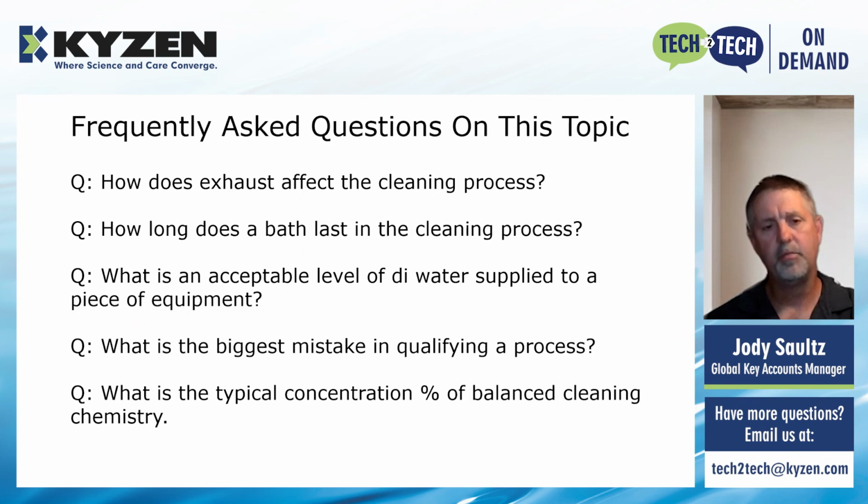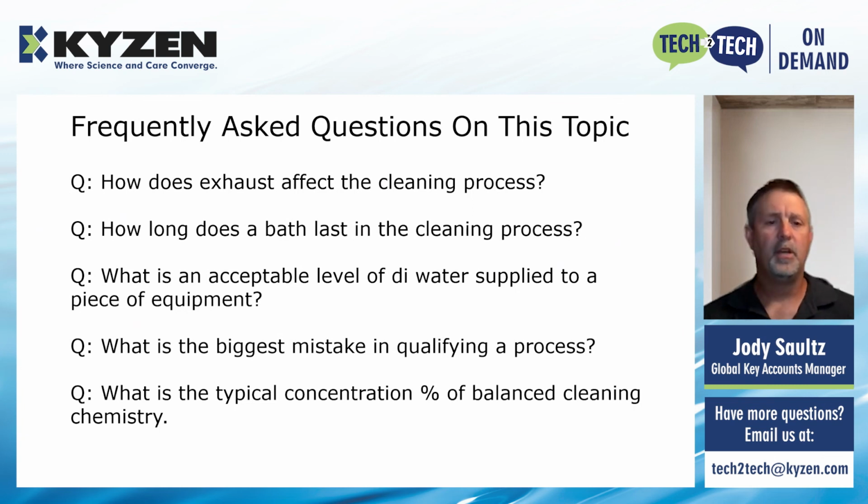And then what's the biggest mistake in qualifying a process? I think just repeatability and ensuring that you do all your notes up front, go over them, make sure that what you're cleaning today is what you're going to be cleaning 3 months from now, and you get the same result. And that is achievable with a good balanced cleaning agent.